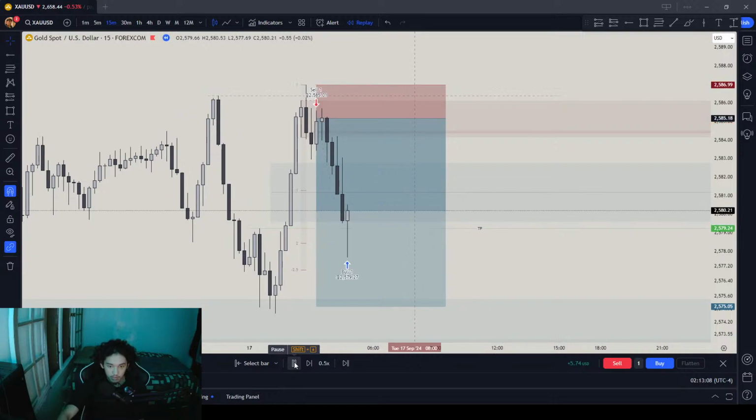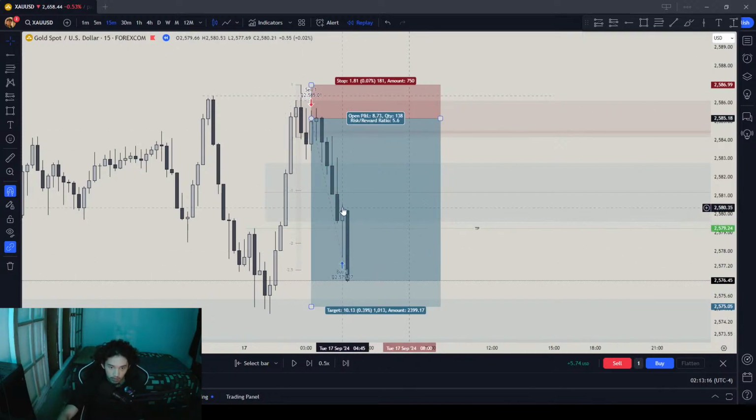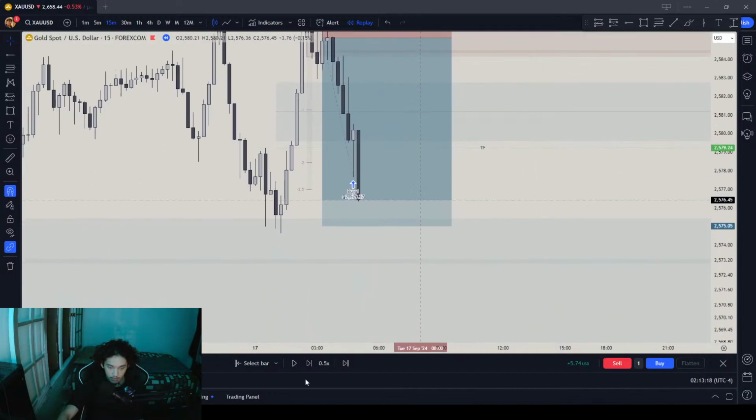Boom, fair value gap smashed. There's a 2% mark. Market started. Yeah, down to the 2%. Let's try back down.